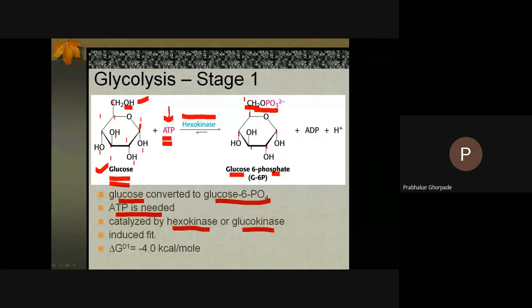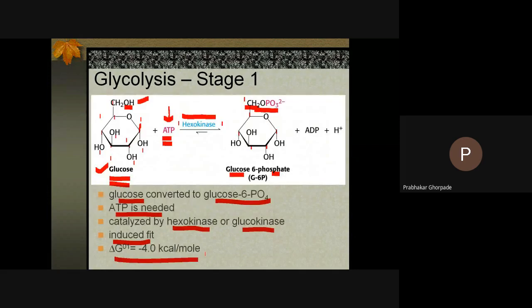Okay, and induced fit is there. Induced fit means that this enzyme has an induced fit. Whenever the substrates ATP and glucose attach to the enzyme, there will be some structural changes in the enzyme. Then only the active site will be exposed. That is why we call it induced fit. Next, the free energy in the process is minus 4 kilocalorie per mole.